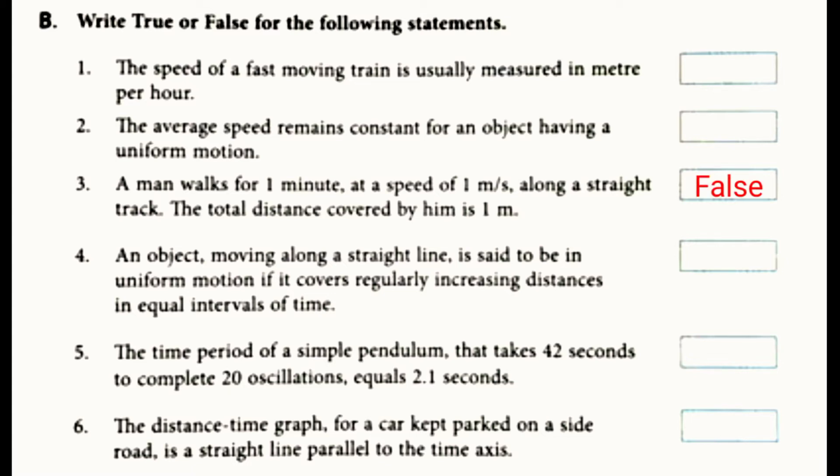False. Fourth, an object moving along a straight line is said to be in uniform motion if it covers regularly increasing distance in equal interval of time. False. Fifth, the time period of a simple pendulum that takes 42 seconds to complete 20 oscillations equals 2.1 seconds. True. Sixth, the distance time graph for a car kept parked on a side road is a straight line parallel to the time axis. True.